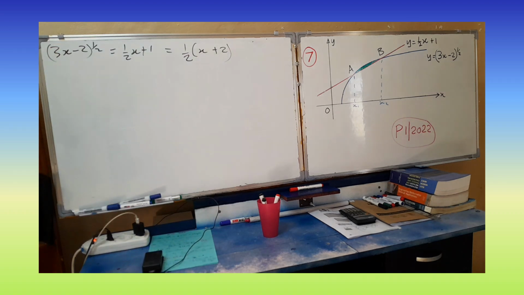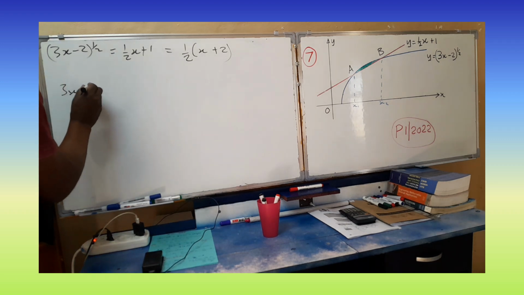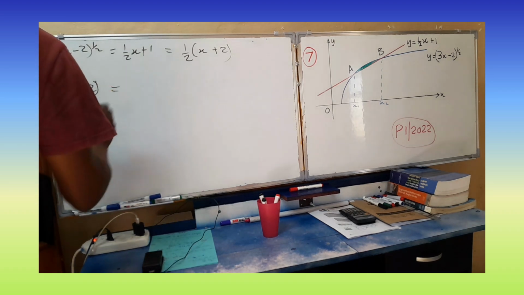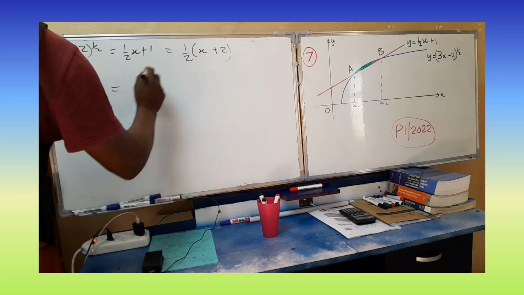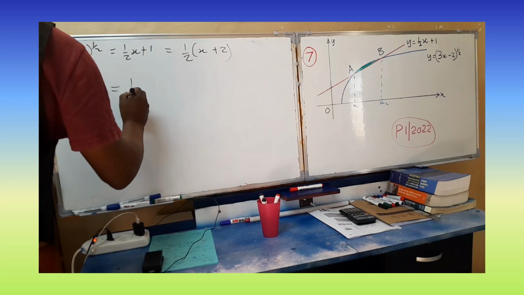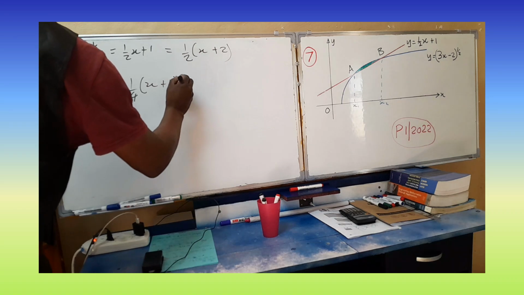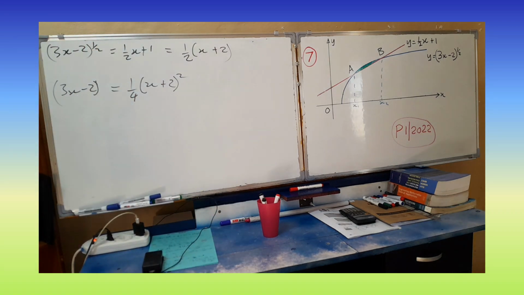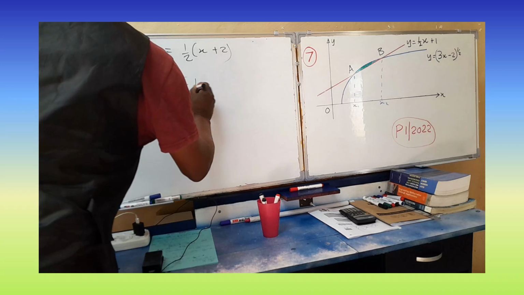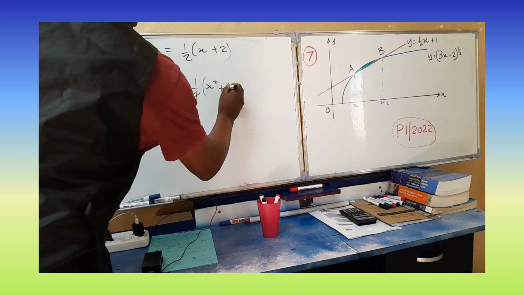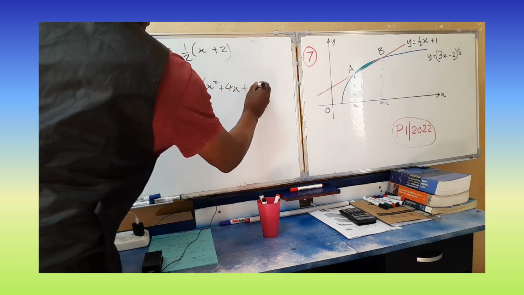We can simplify things. This is raised to the power half, so let's square both sides to get rid of the square root sign. So we can write 3x minus 2, now we have removed the square root sign, is equal to, we square everybody here, half squared is a quarter, multiplied by (x plus 2) squared. What does that give us? It gives us 1 over 4 bracket x squared plus 4x plus 4.